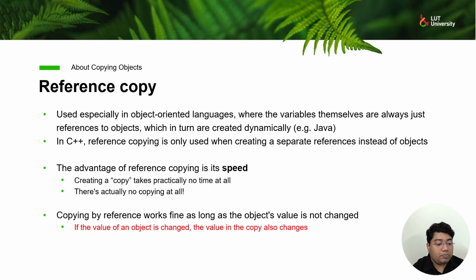Now, let's compare this with languages like Java. In Java, variables that store objects are really references by default. Two variables can easily refer to the same object. Changing the object through one variable immediately affects the other one. In C++, that's not the default behavior. Objects are real objects, not references. You only get reference semantics when you explicitly use the & operator.